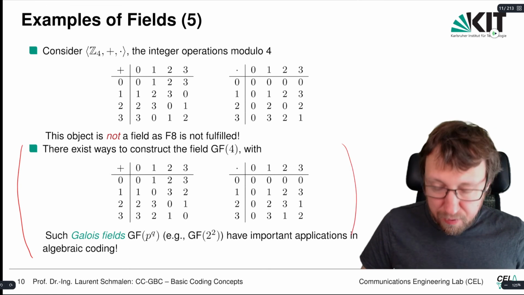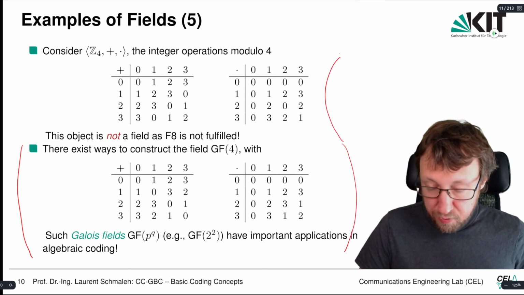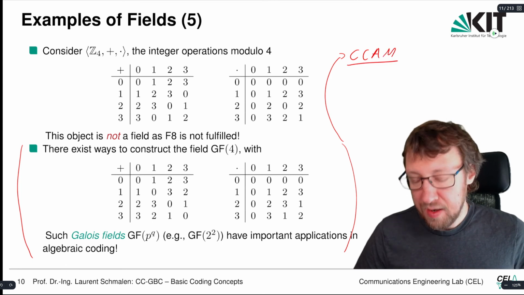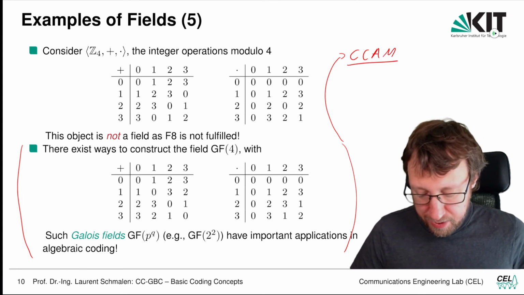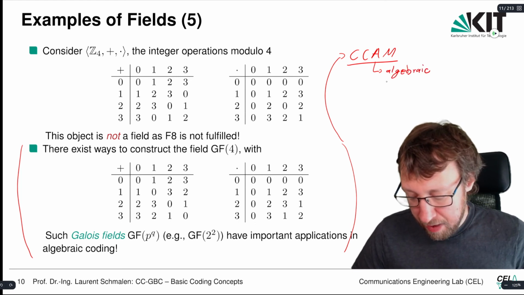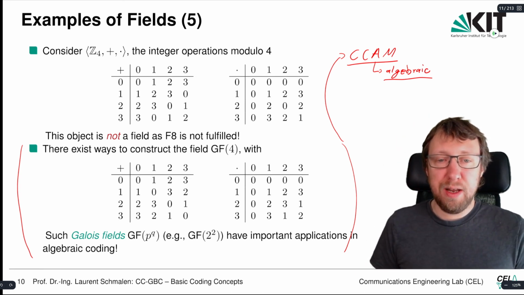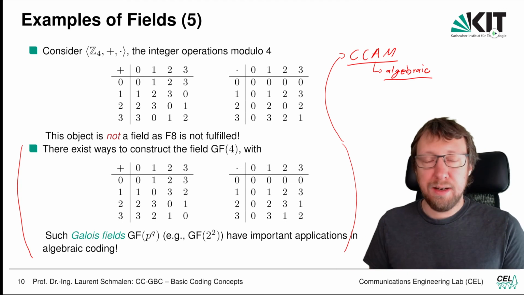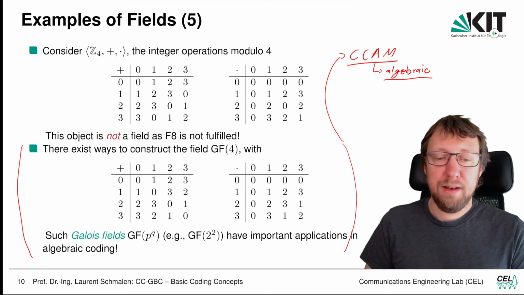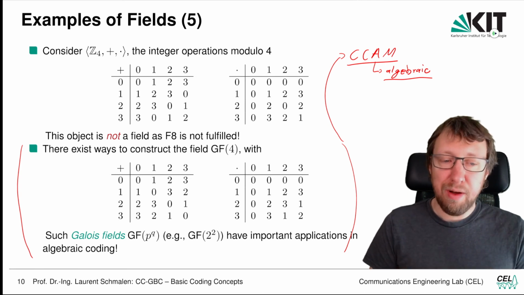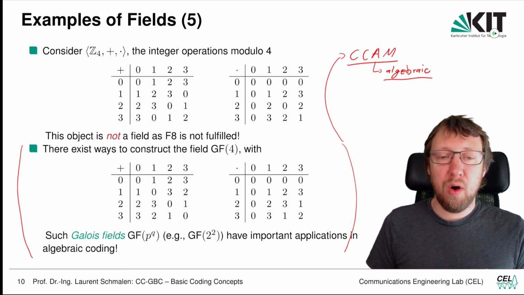If you are interested in how this works, we have the complete lecture CCAM. And in the CCAM lecture, the A stands for algebraic. There we make heavy use of these fields in order to calculate and use algebra to get decoders and construct decoding schemes in those Galois fields. And these are very powerful methods.